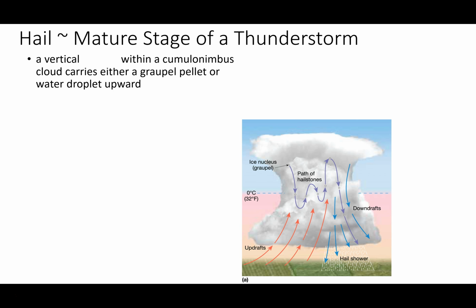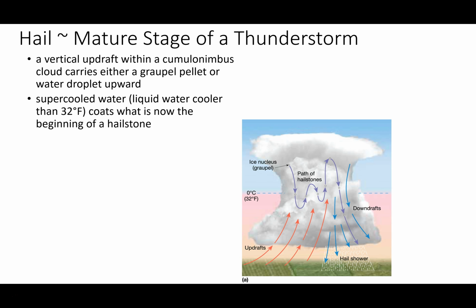They're pretty big. So what's happening, and the word is updraft, is you can see the red updraft, the blue downdraft, and the purple path of the hailstone. So this introduces something that's important.